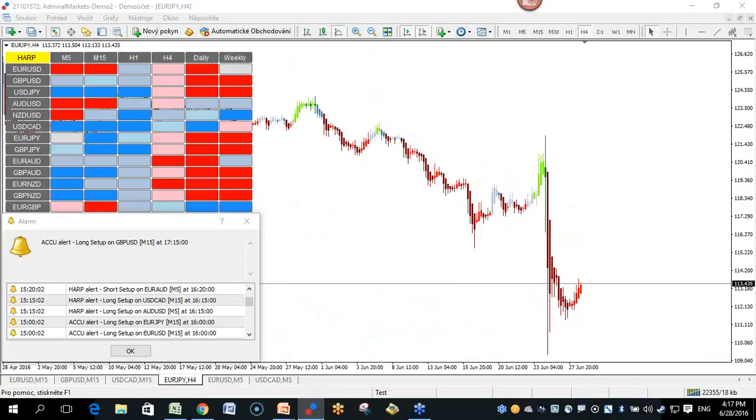So you can see how interesting it is. We don't have the setup right now on Harp, but it could be close to the downside, and the same for pound. So you can see that the Accu is giving potential setups to the upside, which is great. But we also see reasons for swing potential to the downside.